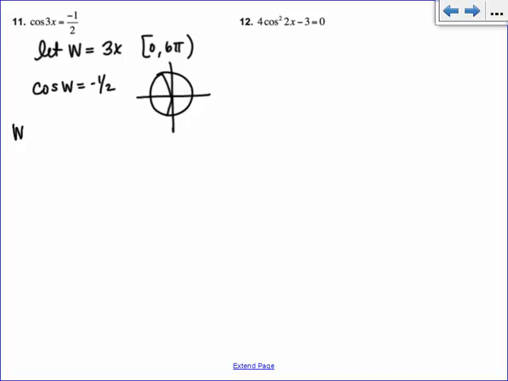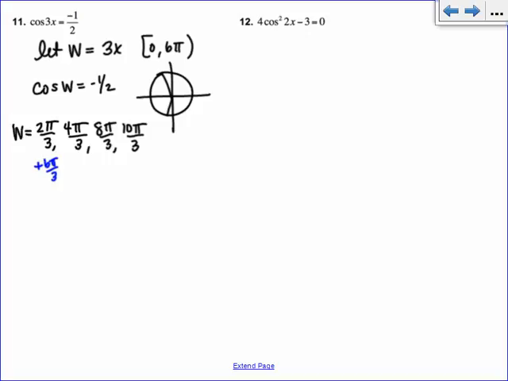So we're going to have W equals 2 pi over 3 and 4 pi over 3. Really what we're doing is we're finding coterminal angles. We're going to say, oh, it's the same location as 2 pi over 3, but it's just 2 pi past it. So if we're adding 2 pi, we're adding that 6 pi over 3 again. So the next one is going to be 8 pi over 3, and the next one's 10 pi over 3. So those are all the answers between 2 pi and 4 pi.